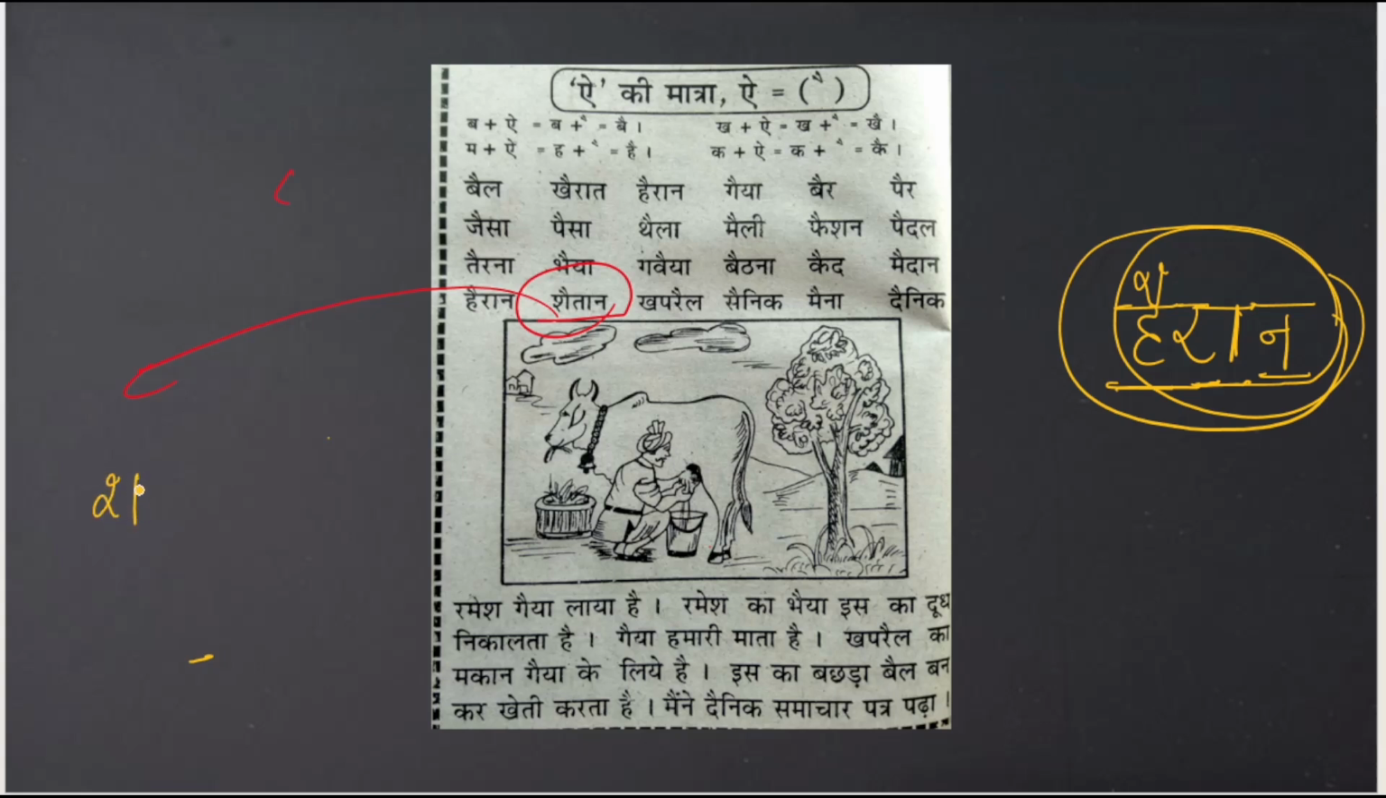This is sha and this is mother of I. Now it becomes sha and this is ta. This is mother of a and this is na. Now it became shaitan, which means demon.